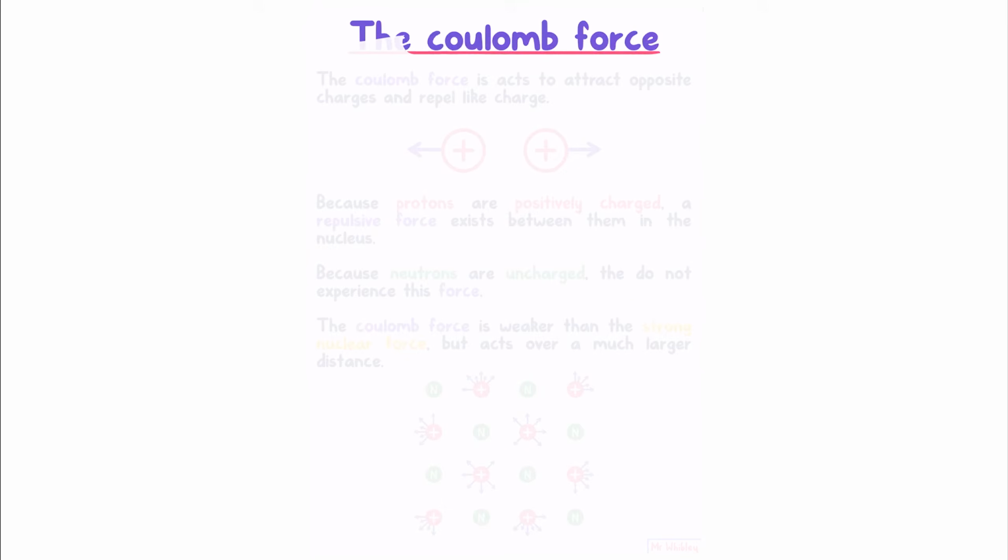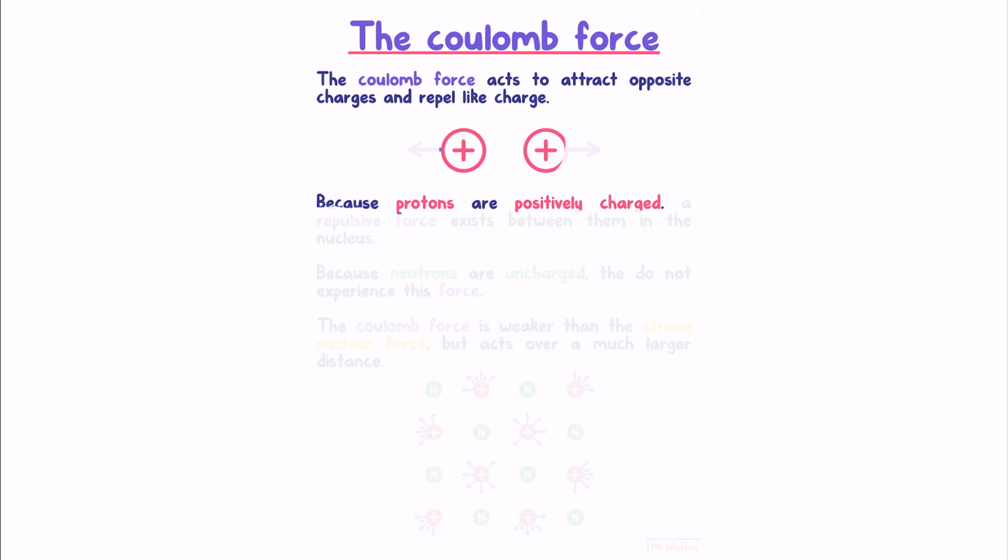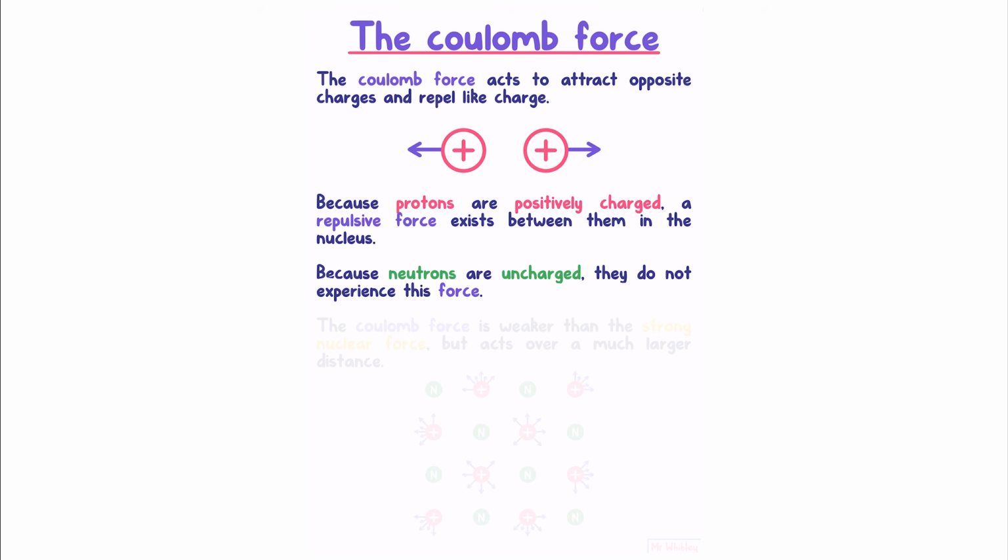The Coulomb force. The Coulomb force acts to attract opposite charges and repel like charges. Because protons are positively charged, a repulsive force exists between them in the nucleus. Because neutrons are uncharged, they do not experience this force. The Coulomb force is weaker than the strong nuclear force, but it acts over a much larger distance.